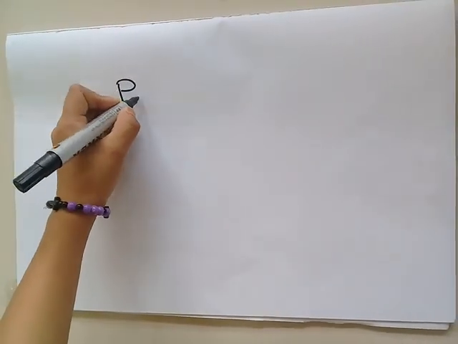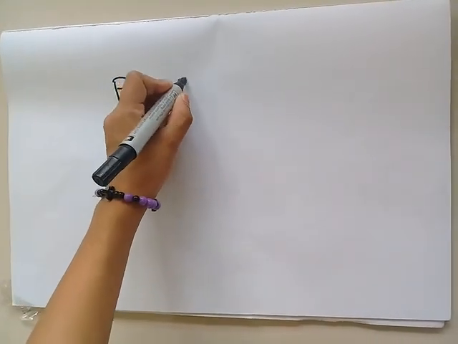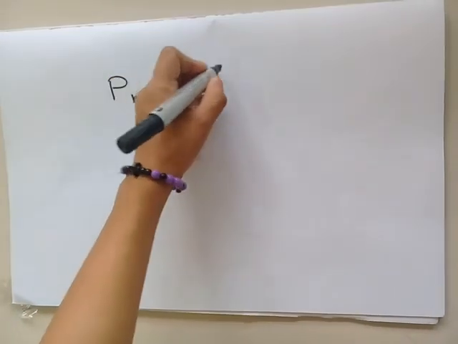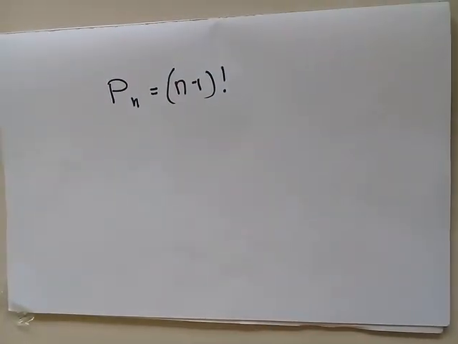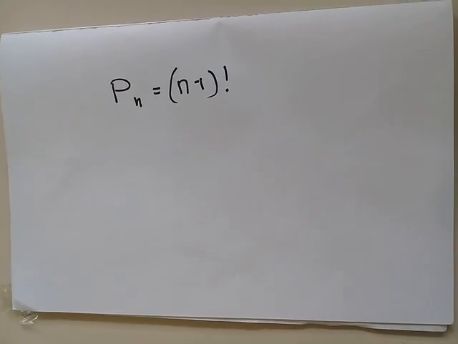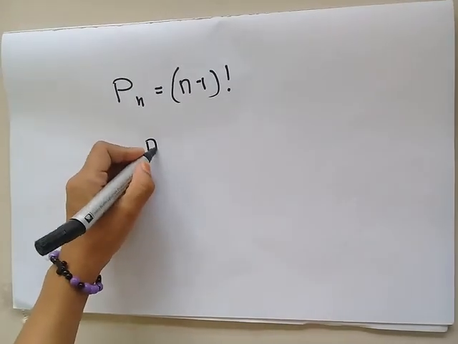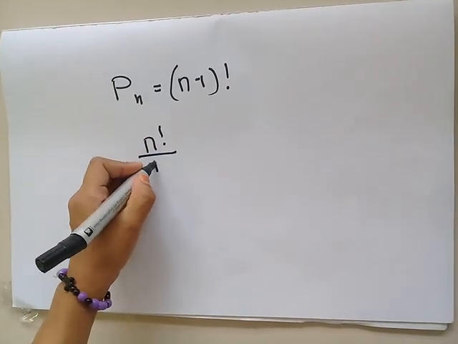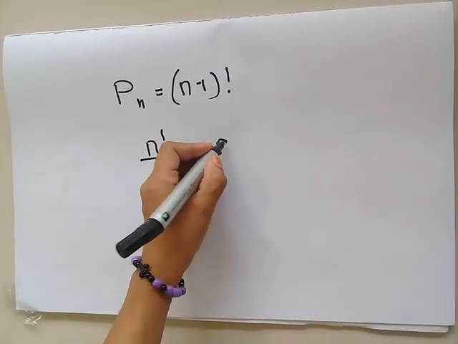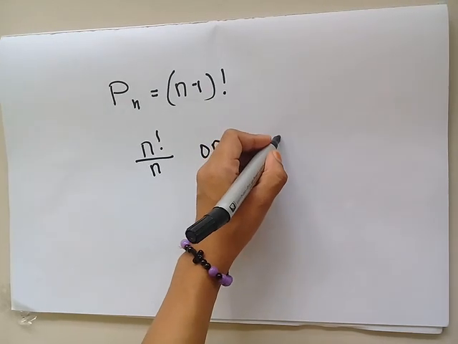From the two examples presented, it shows that the number of ways to arrange n objects along a fixed point of reference is P sub n equals n minus 1 factorial. If n objects are arranged in a circle, the permutations of n objects is n factorial over n, or simply the formula n minus 1 factorial.